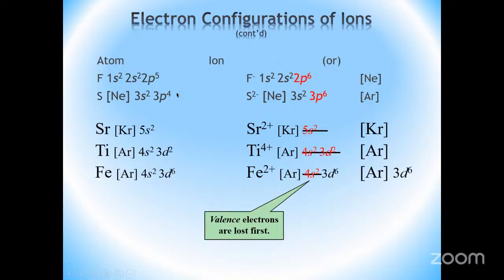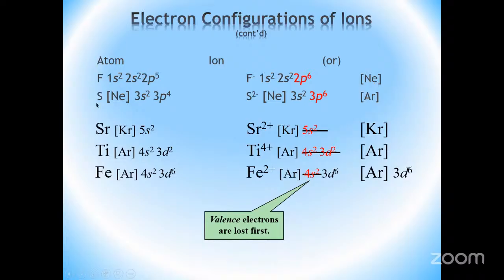The first two are dealing with the formation of anions. Again, the atom will gain electrons to form the anion. In the case of fluorine, it's going to gain one electron. That electron will add to the 2p sublevel. So you're going to end up with this electronic configuration, which is the same as that of neon.